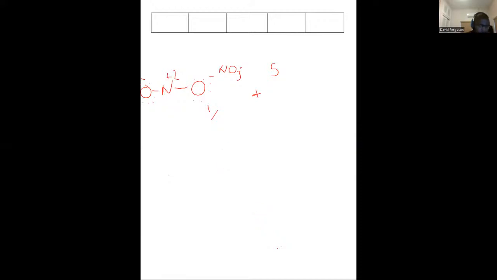Some key ideas that I want you to take away from this exercise: you can draw different resonance structures, different Lewis dot structures, for molecules that tend to have double bonds and single bonds in the same structure. And it's important for you to know that the best resonance structure you can draw minimizes formal charge, and it also follows the octet rule. That's a big thing. The big idea is to make sure it obeys the octet rule, especially for second period elements.